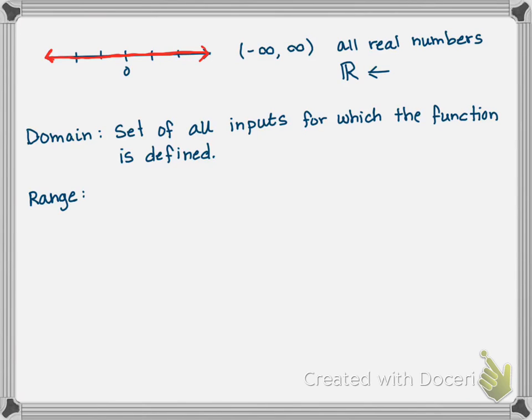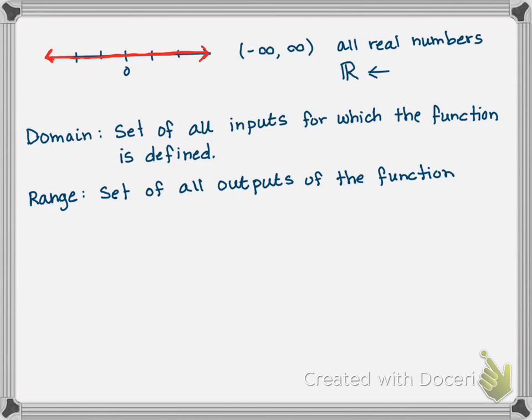Range? It's the set, we're not there yet, just in general. It's the set of all outputs of the function. Notice that individual inputs and outputs are not domains and ranges. The domain is the set of every single thing I can put into the function and have it make sense. And the range is the set of every single thing I can get out of the function.